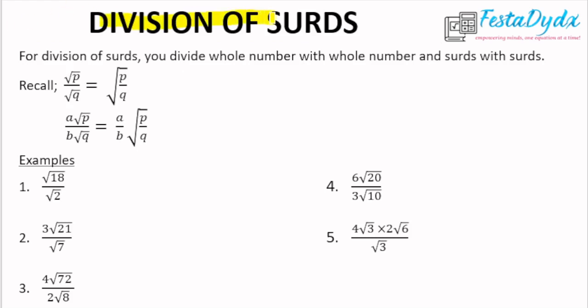So for division of surds, we have to take note of this. It says you divide whole numbers with whole numbers and surds with surds. So this depends on the kind of question given. If the question comes with whole numbers and surds, we first of all divide the whole numbers together, then we'll move with surds with surds. But if there's no whole number in the question, you can just focus on dividing the surds with surds.